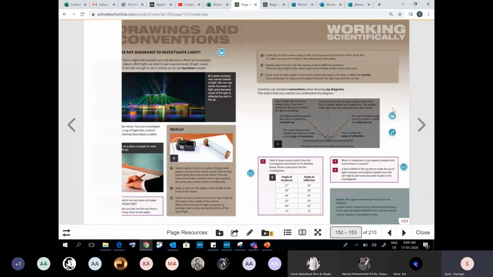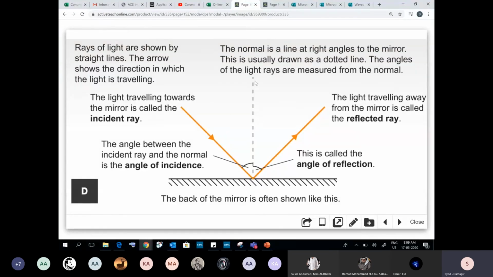This is what we need to know and what we need to memorize. This diagram. So we'll start with the one in the middle. If you imagine here, the incident ray is where the light source is. So imagine we have a torch, okay? The light is coming in this direction. How do we know? Because of these arrows. It shows you the direction of the light, okay? So the rays of light are shown by straight lines. The arrow shows the direction in which the light is traveling.